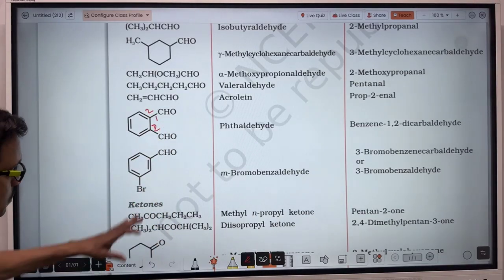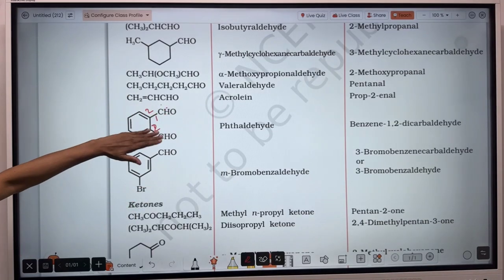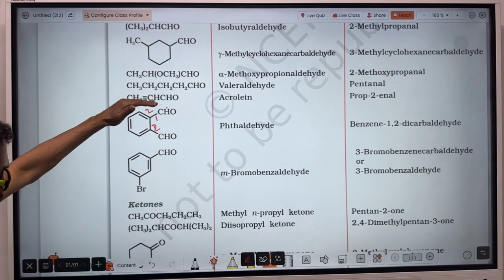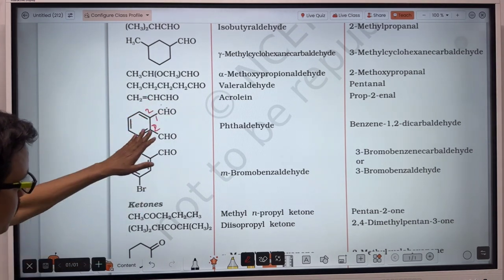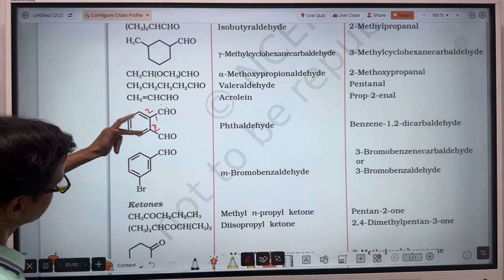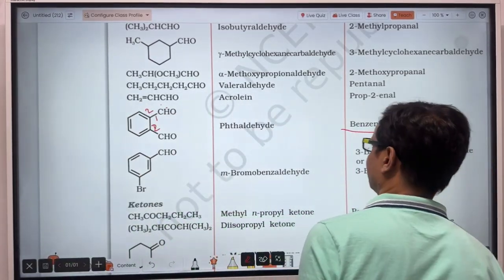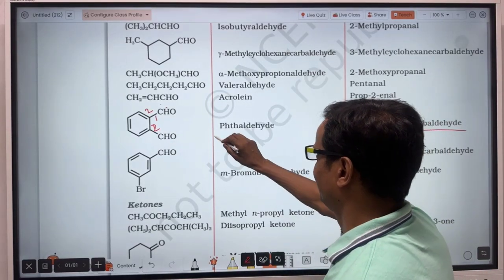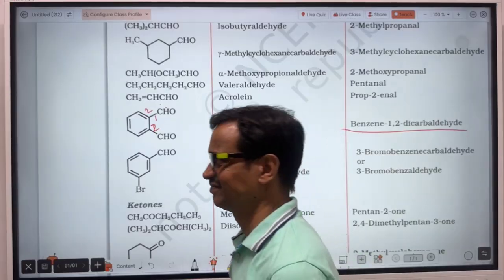Doesn't matter here. So in benzene, there are two carbonyl groups: one is at the first position and another one is at the second position. So that's why we will write benzene-1,2-dicarbonyl. And phthaldehyde is the same, based on the Latin word.